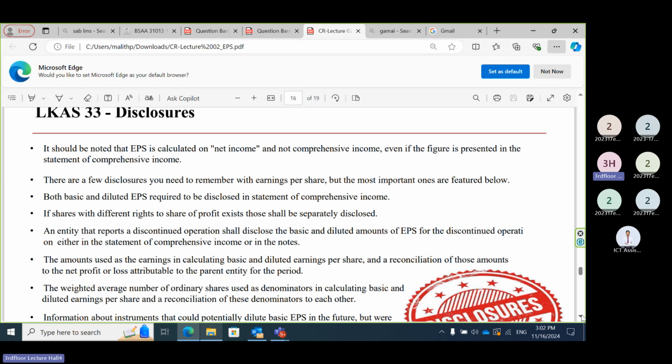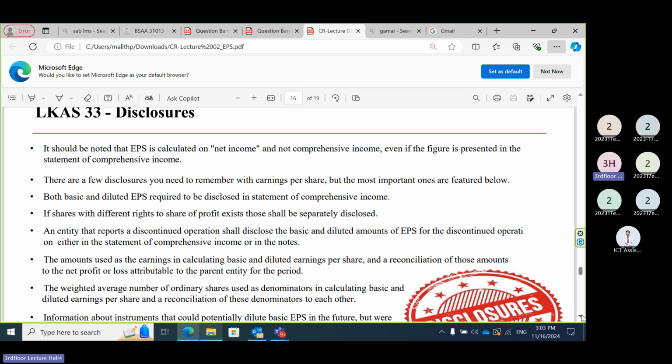Right, if you are doing diluted earnings per share, then if you have a share warrant or convertible debenture, a convertible bond, that conversion option should be disclosed. So what types of conversion agreements do you have? What warrants do you have? What options do you have? Those are the things you need to disclose under EPS disclosure. Right? So then you can go through these required disclosures.